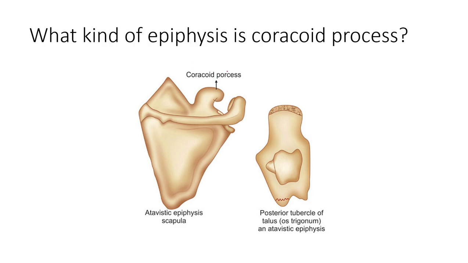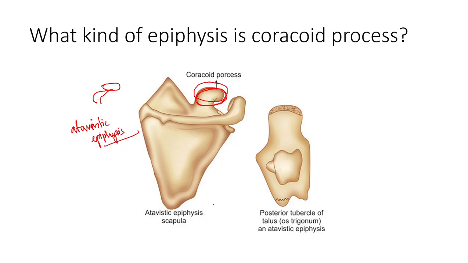What kind of epiphysis is a coracoid process? Coracoid process, at first, was an independent standalone bone. It was not attached to the scapula. In the evolutionary process, in the origin, it was a standalone and independent bone. Later on, it gets united with the scapula. So, because it was first an independent bone, it comes under atavistic epiphysis. Coracoid process is an example of atavistic epiphysis because at first it was a separate bone. Later on it gets united with the scapula.